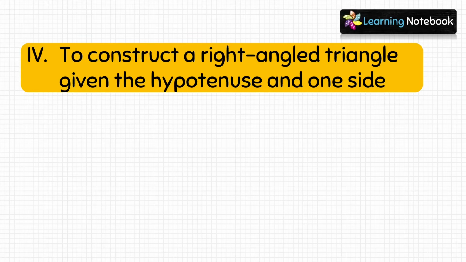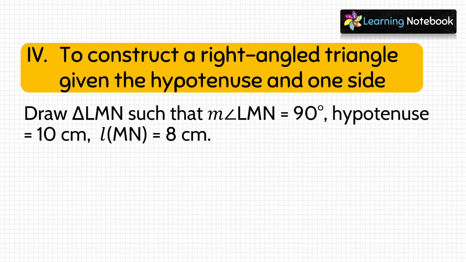Now let's move to construction number 4. To construct a right angle triangle given the hypotenuse and one side. So question is, draw triangle LMN such that angle LMN equals to 90 degree, hypotenuse equals to 10 centimeter and MN equals to 8 centimeter.